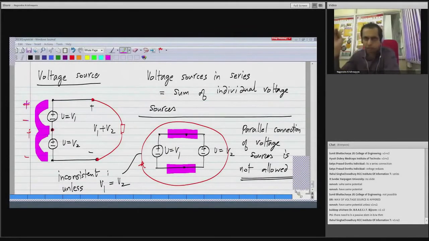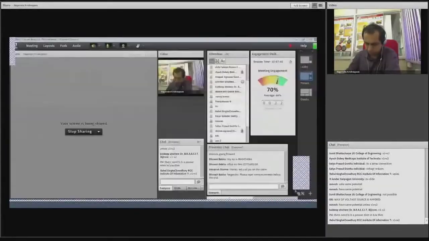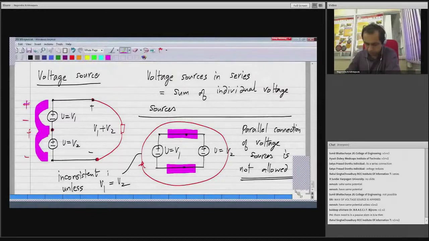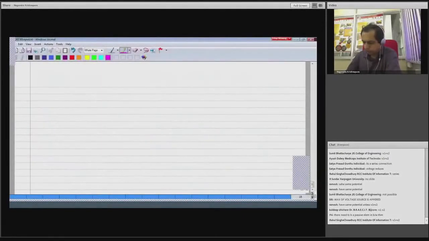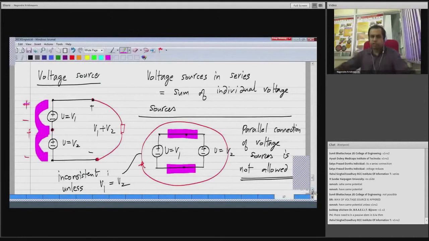There is a question from Ayush Dubey. Please go ahead. Yes, sir. Hello? Yes, please go ahead. Sir, but practically we can connect two voltage sources in parallel. So what is the result in practice? So the question is, in practice, if I take two voltage sources and connect them in parallel, what happens?